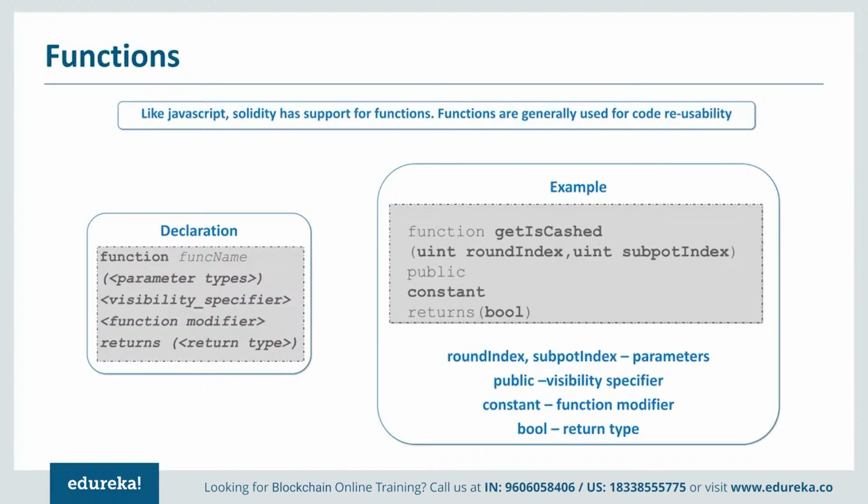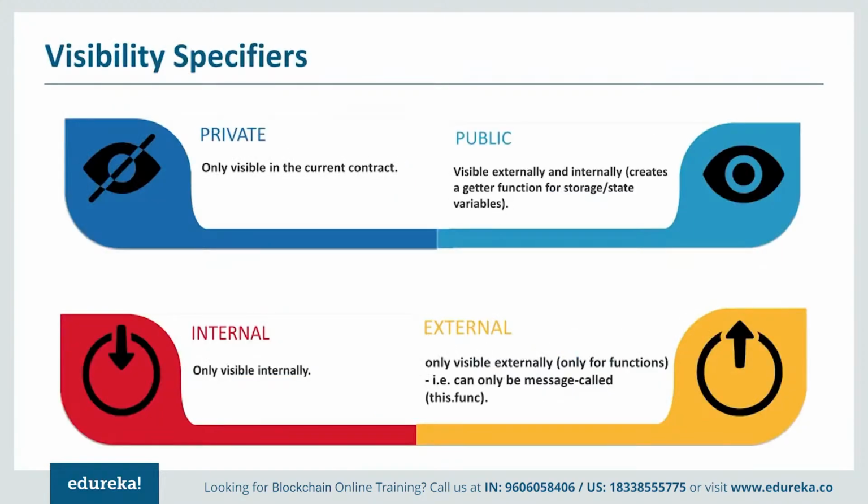Now the parameters that are passed in are the round index and the subpot index, which are both uint type. Then the visibility specifier is selected to public, the modifier is selected to constant, and the return type has been specified as a boolean. So let's see what this visibility specifier and function modifiers actually are. There are 4 types of visibility specifier: private, public, internal, and external.